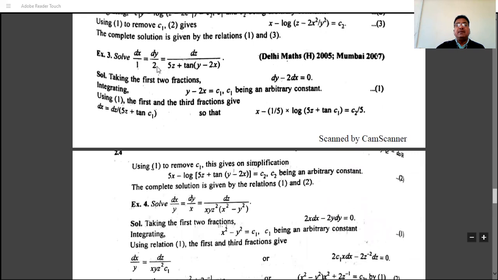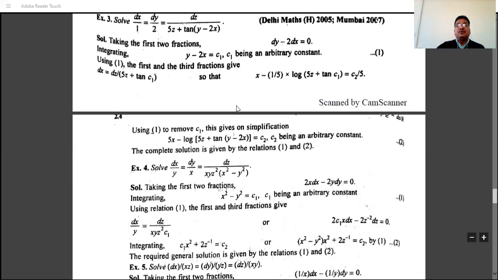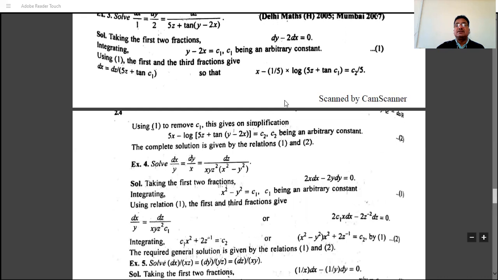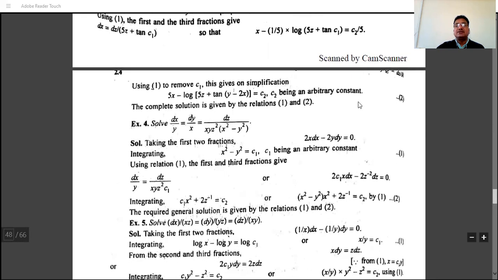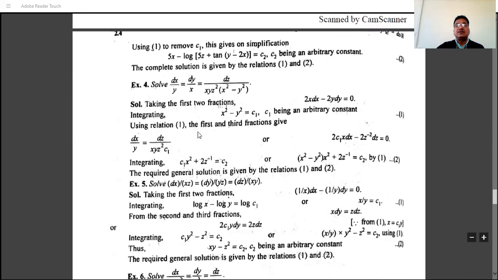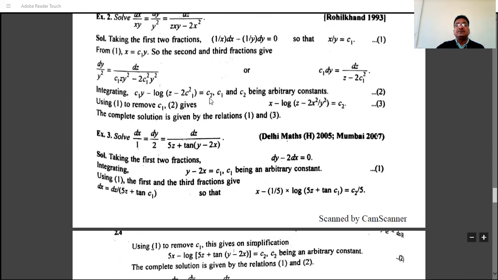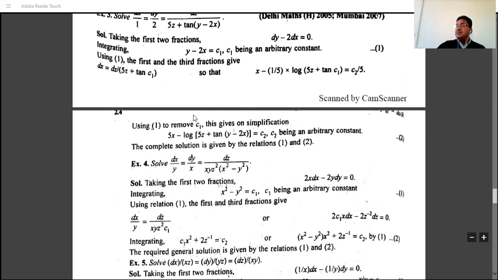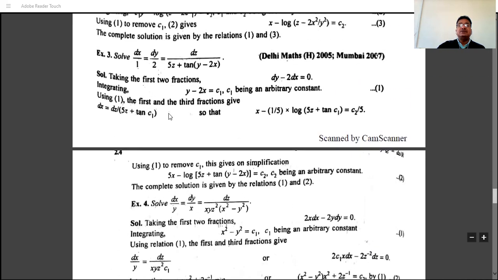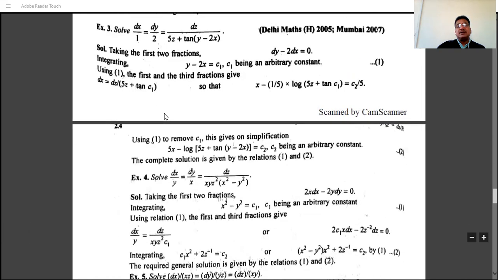So dx divided by 1, dy divided by 2, dz divided by. So consider the first two ratios, two fractions, dx divided by 1 and dy divided by 2. We have this answer. Okay, and by considering the first and third fraction, substitute y minus 2x as c1 in the second factor. So we have the answer, and then resubstitute c1 as y minus 2x. So this is the second one, and so 1 and 2 give the general solution. Similarly, the third problem. So these are the problems on the subtype of method number 1, that is, find the first solution by considering two ratios and then use the first solution to obtain the second solution.